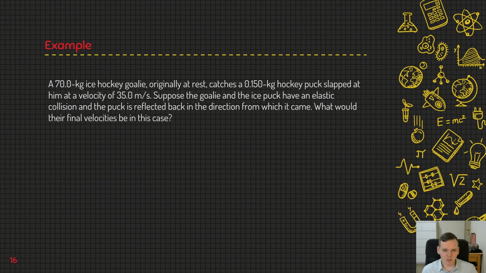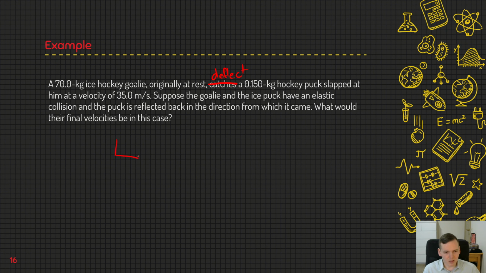A 70 kilogram ice hockey goalie originally at rest catches a 0.15 kilogram hockey puck slapped at him at a velocity of 35 meters per second. Suppose they have an elastic collision, so he's not really catching it, he's deflecting it. Let me change that language. Suppose the goalie and the puck have an elastic collision and the puck is reflected back in the direction from which it came. What would their final velocities be in this case? So let's draw a diagram.